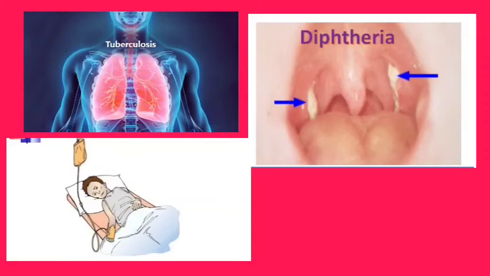Generally we call it TB. It is a lung infection, children, where your lungs will get infected and you will have a severe cough. The second one is diphtheria. See the second picture, children. A white color formation will be there. This is diphtheria and you will have great difficulty in swallowing food. You will have pain. And the third one is typhoid. Typhoid is a bacterial fever.